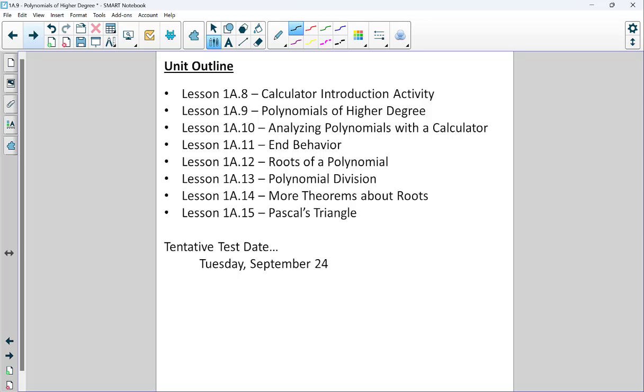We've already looked at each one of these topics previously in Algebra 2, but just like in the last unit, we're going to be going a little bit more rigorous, using a lot more calculus-based vocabulary. Looks like we're aiming for a test at the end of September.